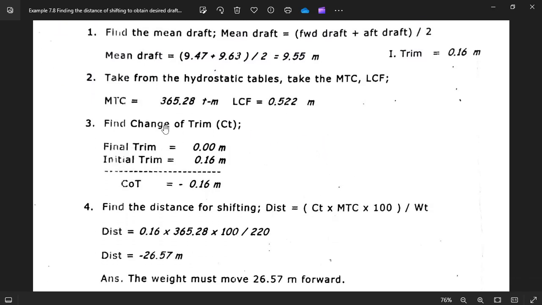And number 3, find the change of trim. You are trimmed by the stern of 0.16, and the problem says you want to have an even keel, meaning zero trim. So you deduct these two, and your change of trim will be 0.16 trim by the stern. That will be negative because you are trimmed by the stern.